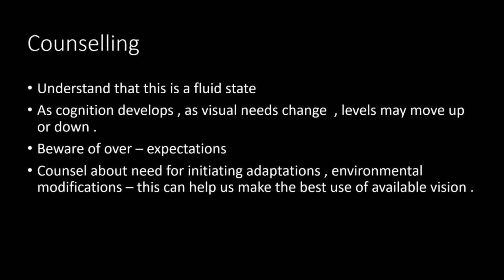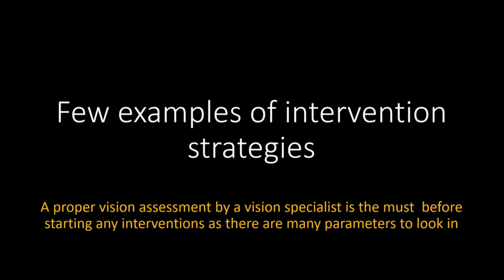So what is the counseling that you would do? First and foremost, we all have to understand it is a fluid state. As the cognition develops, the visual needs will change, so the level may move up and down. So it is very important to not have over expectations. Counseling about the need for initiating adaptations and environmental modifications will help us make the best use of available vision. I have just given a few examples of intervention strategies, but a proper vision assessment by a vision specialist is a must before starting any interventions, as there may be many parameters to look into.